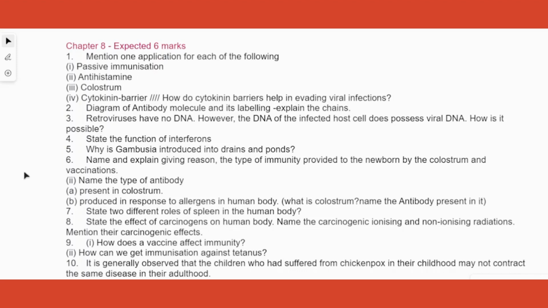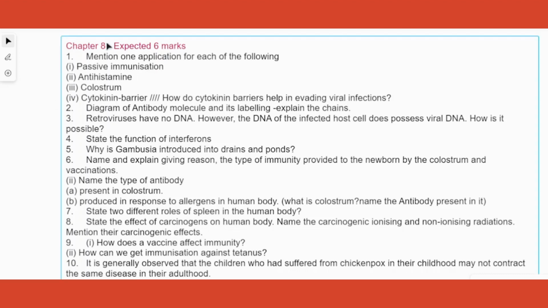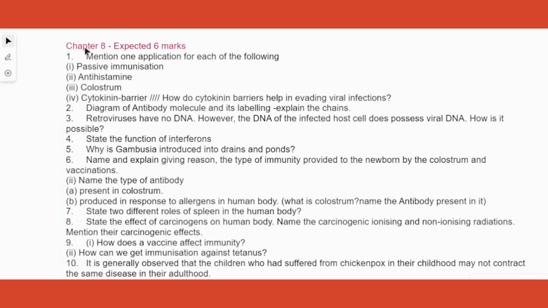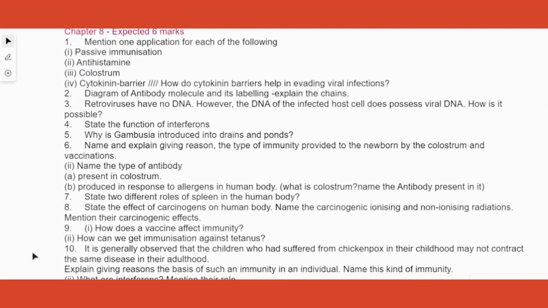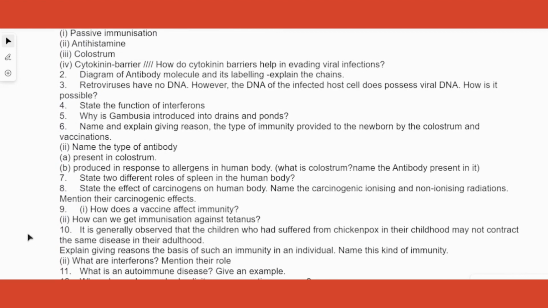So falls under unit 8. Unit 8, as you know, the mark allocation is 12. So unit 8 has chapter 8 as well as 10. So 6 marks we are expecting per chapter. Chapter 8 6 marks and chapter 10 6 marks. So these are the important questions and the ones that are repeated.